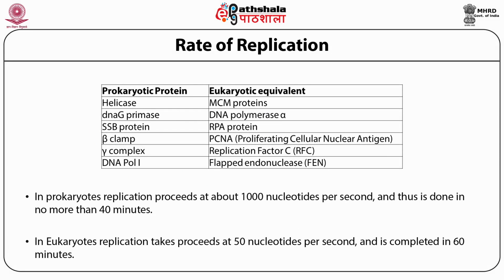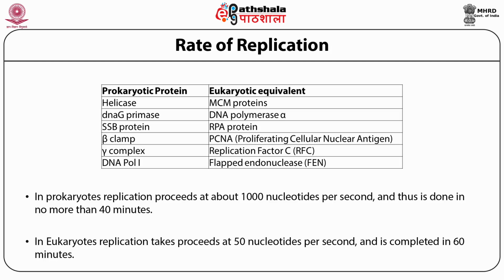So, what is the difference between replication in prokaryotes and eukaryotes? The proteins are slightly different. For example, helicase is replaced by MCM proteins in eukaryotes. The primase is replaced by DNA polymerase alpha in eukaryotes. In prokaryotes, it is the SSB proteins, which are the RPA proteins, replication protein A, in eukaryotes. The beta clamp's function is taken over by PCNA, the proliferating cell nuclear antigen, in eukaryotes. The gamma complex or the clamp loading complex's work is done by RFC, replication factor C, in eukaryotes. DNA polymerase 1 removes the RNA primers in prokaryotes. However, this work is done by a special protein called FEN, or flap endonuclease, in eukaryotes.